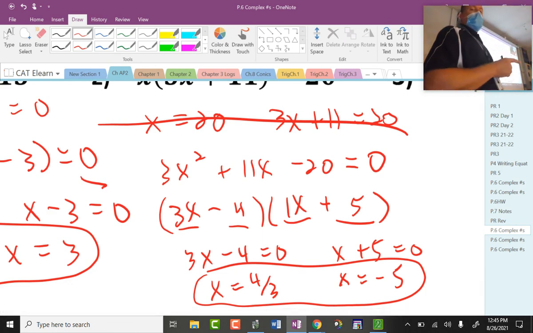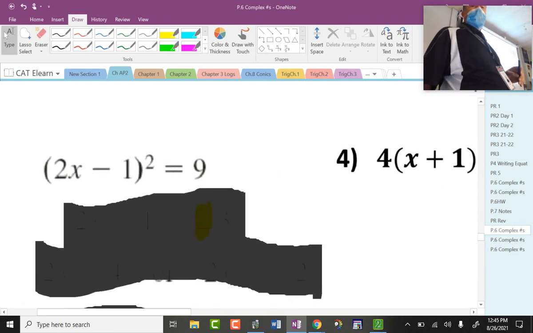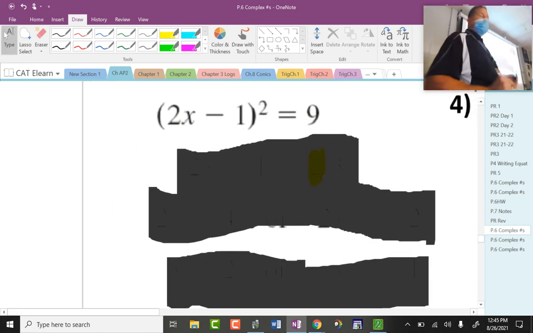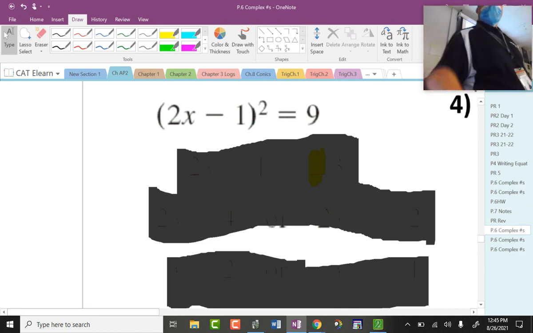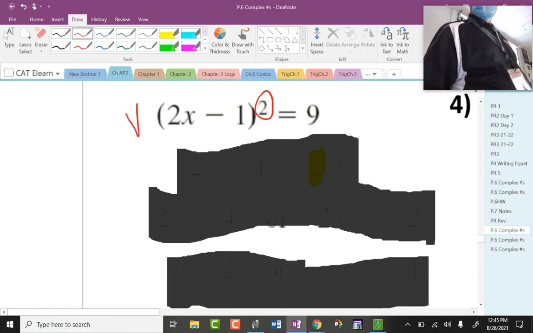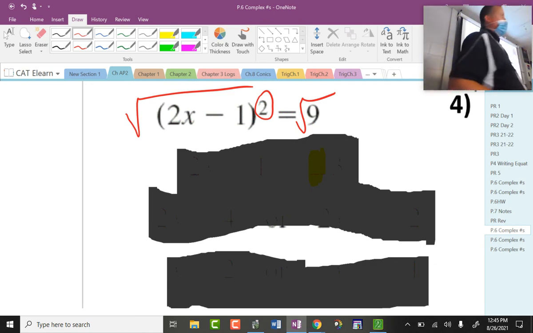Real quick, what should I do with this question and this one? Let's start with this one. You should not use the quadratic formula. You should not factor. This is perfectly set up for extracting square roots. What is the opposite operation of squaring? Square rooting both sides. This is the most efficient, fast way of doing this specifically worded question. Going right to that.